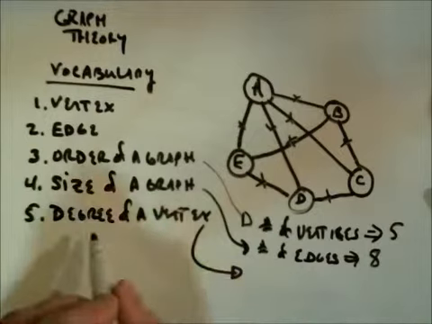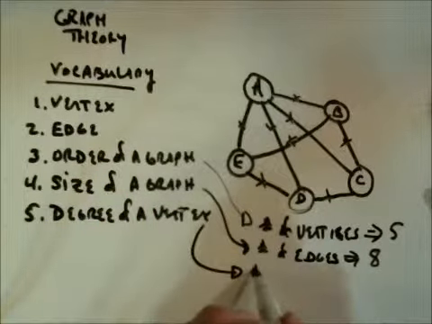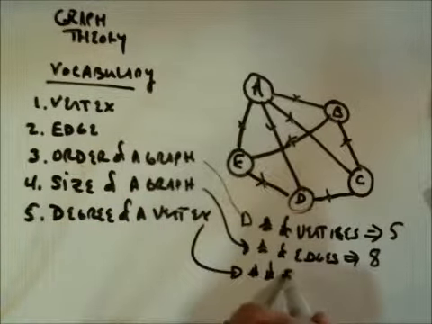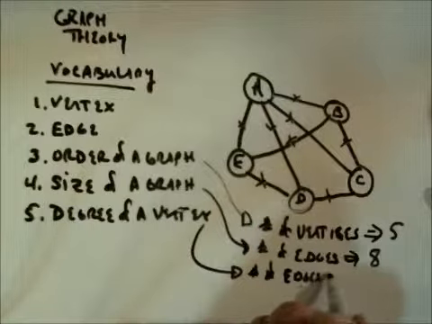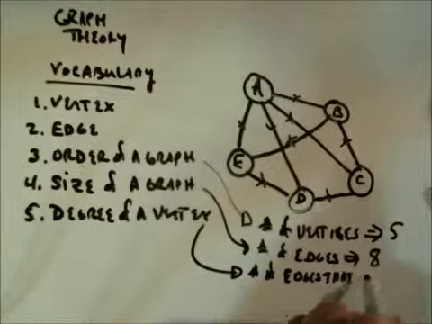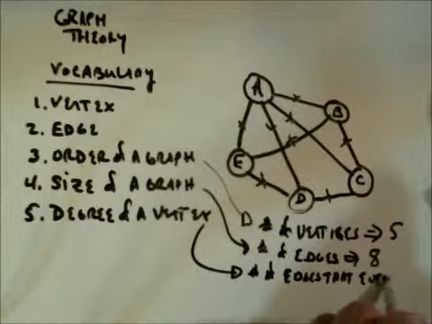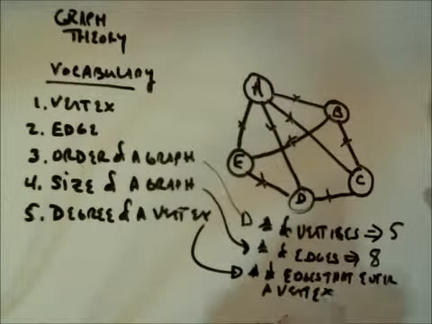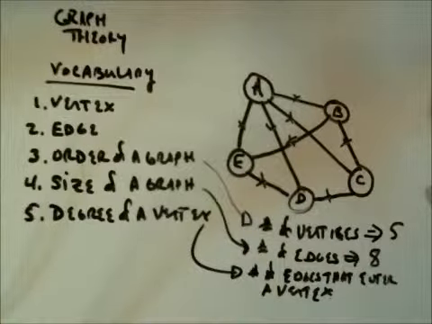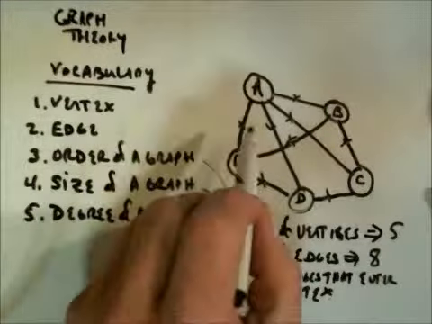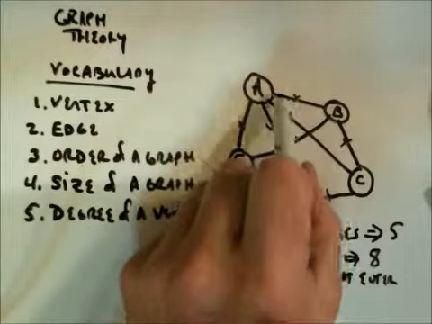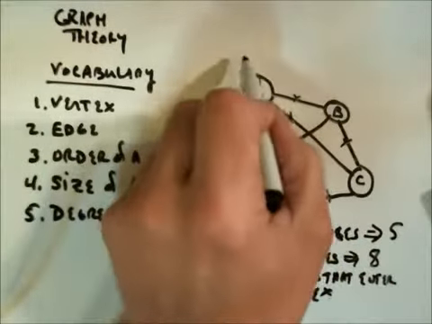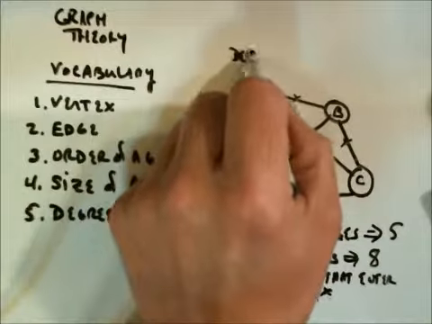And then finally, the last piece of information is the degree of a vertex. And that is the number of edges that enter a vertex. So it's possible that the vertices in a graph may have different degrees. So for example, here you'll notice 1, 2, 3, 4 edges enter this vertex.